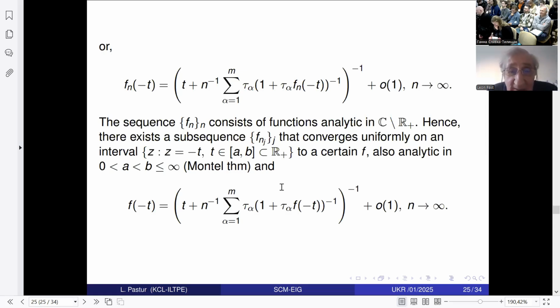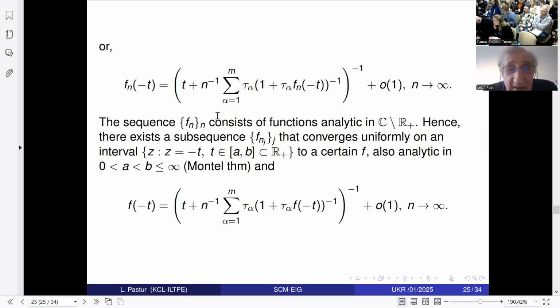Well, and now what we are going to do, we have two problems. We have n, we have m. Our goal is to carry out the limit with respect to both these indices, yes? Assuming that they are asymptotically proportional one to another. So let's start from n.